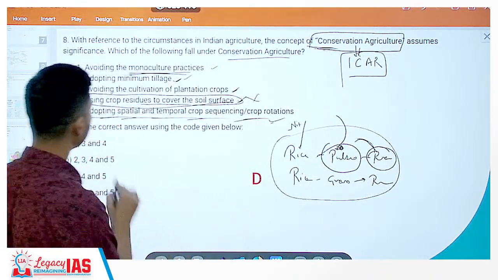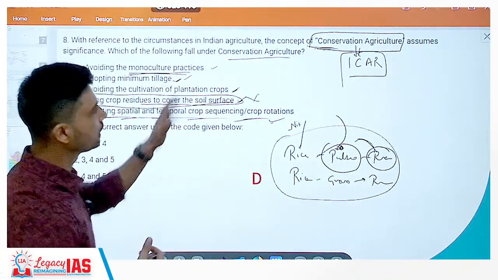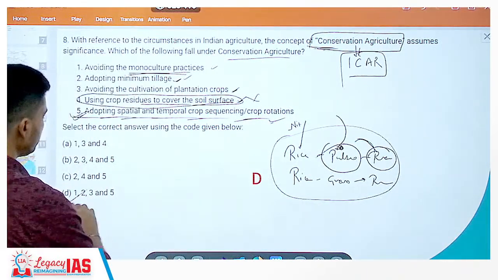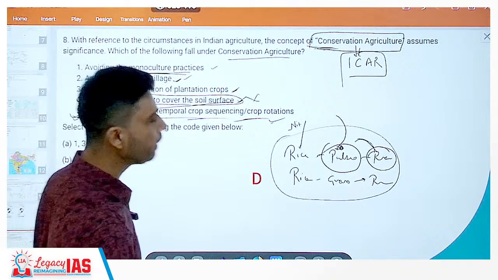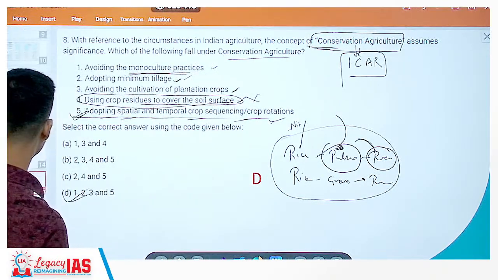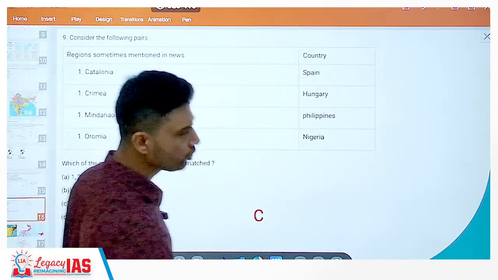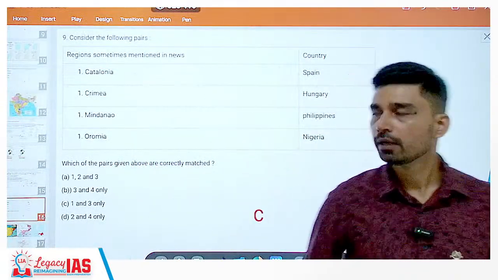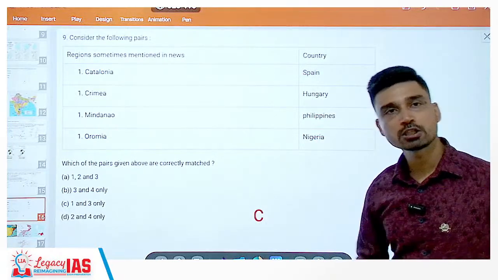So this is how basically crop rotation helps in conservation agriculture. So the correct option here is D, that is 1, 2, 3 and 5, which is part of conservation agriculture. Next question, again similar to a question that I told you, that is repeatedly being asked by the UPSC.